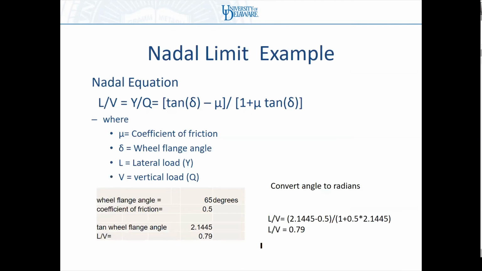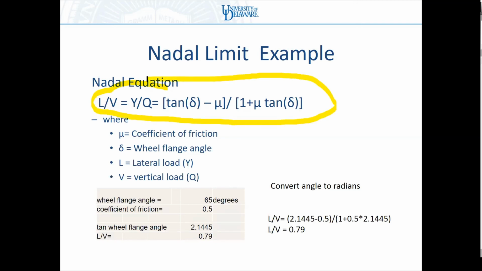Okay, so you remember the Nadal equation gives you the L over V threshold for wheel climb. In other words, the L over V level above which you get wheel climb. And it's a function of the coefficient of friction between the wheel and the rail. So truing the wheel and grinding the rail increases my coefficient of friction, makes it higher. Lubricating my wheel or lubricating my rail reduces my coefficient of friction.